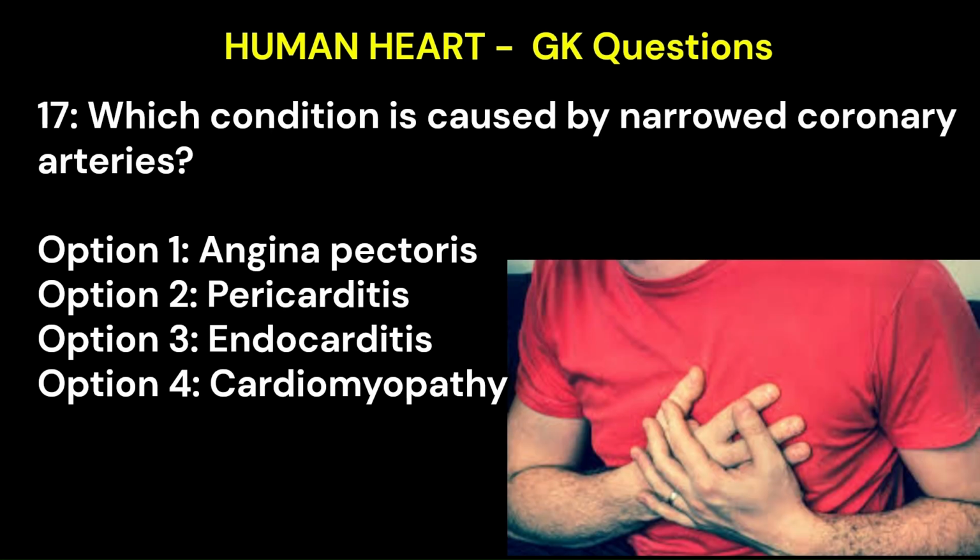Question number 17. Which condition is caused by narrowed coronary arteries? The options are: Option 1, angina pectoris. Option 2, pericarditis. Option 3, endocarditis. Option 4, cardiomyopathy. The correct answer is angina pectoris.